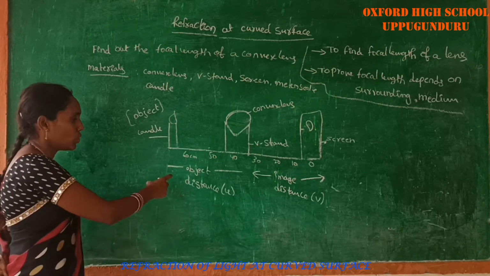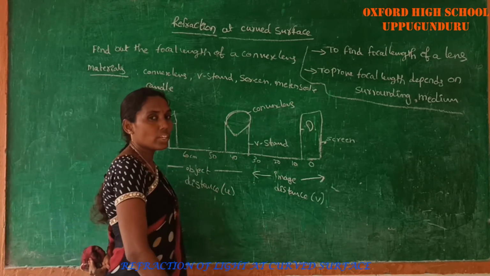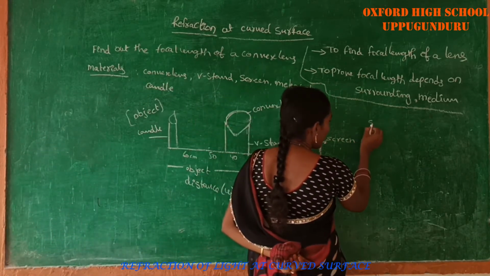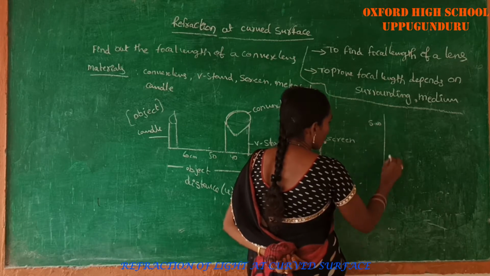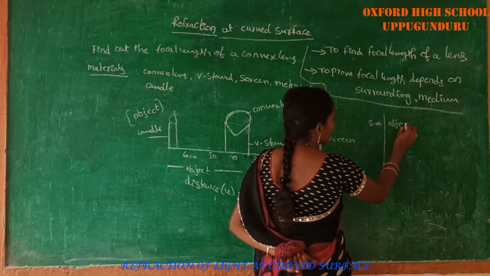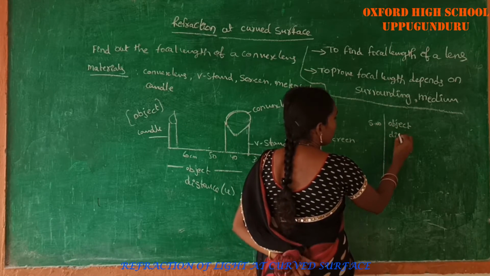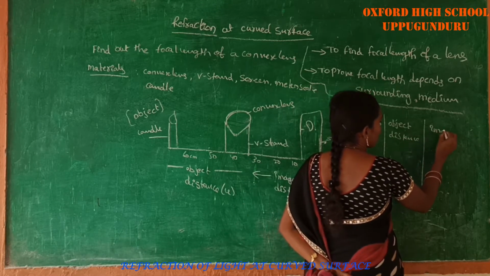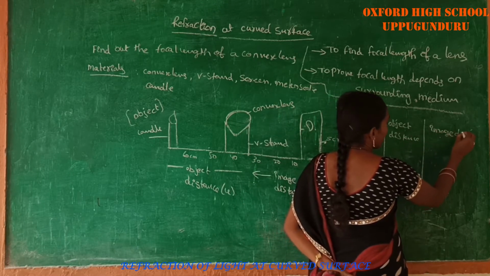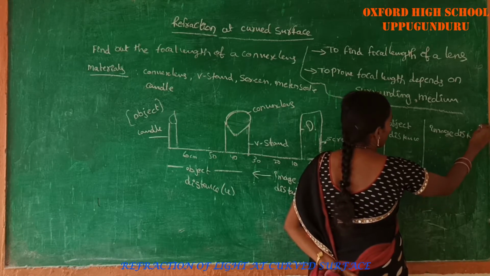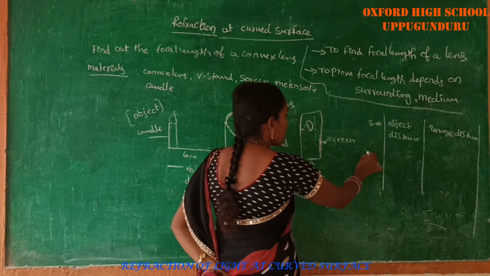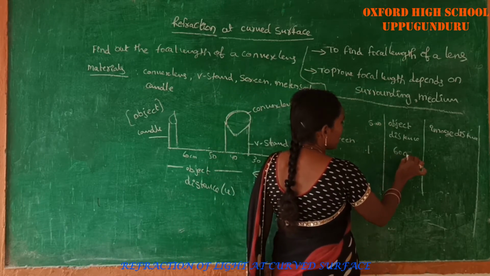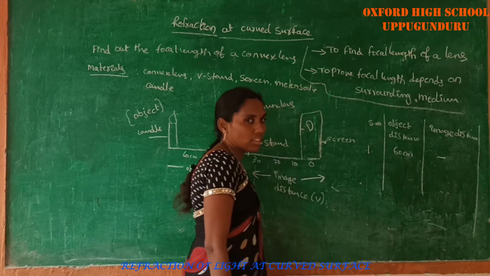Now note these values in the given tabular form. Look at the board here. Write the tabular form: serial number, object distance, and next, image distance. Now see the first case. If an object is placed at a distance of 60 centimeters, find out the image distance.